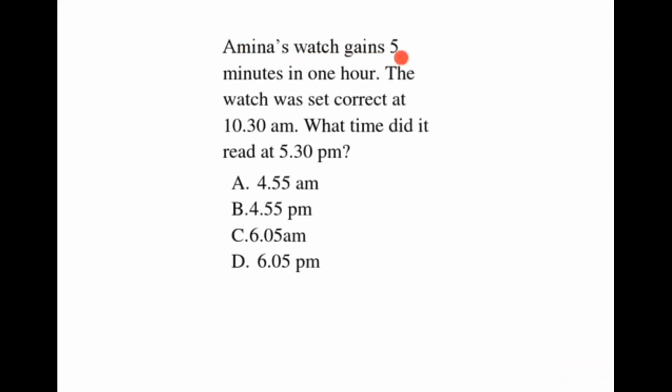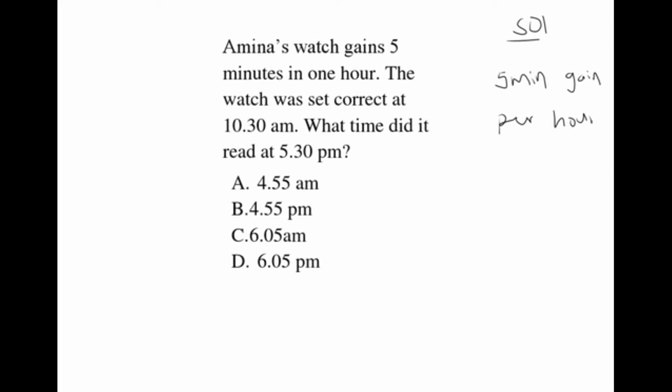Amina's watch gains 5 minutes in 1 hour. The watch was set correct at 10:30 a.m. What time did it read at 5:30 p.m.? Solution. We are told that this watch gains 5 minutes in 1 hour. That is the same as 5 minutes per hour. This is gain per hour.